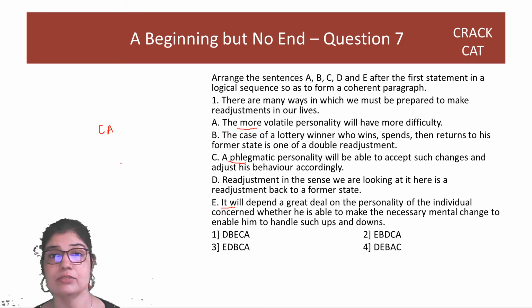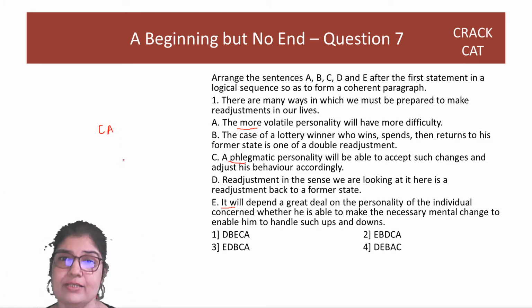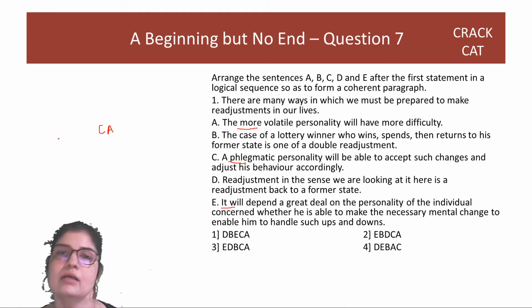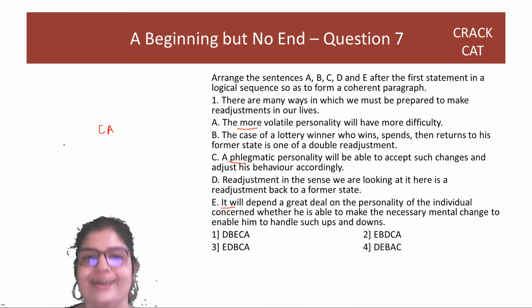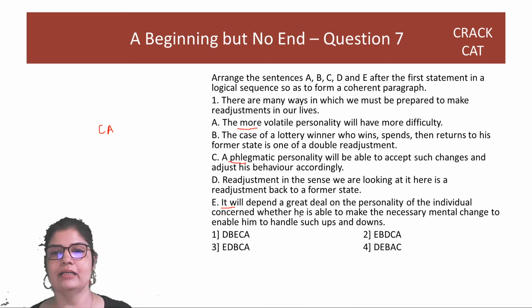See guys, I'm straight away solving, but I'm hoping that please you all are pausing. Right? Otherwise I'll straight away start solving and you'll be like, what is happening? You have to pause, solve it yourself, then unpause and continue. Okay? So yeah, C and A is a clear link. Can we eliminate any option? Only option 4. A phlegmatic personality, the more volatile personality. Right?